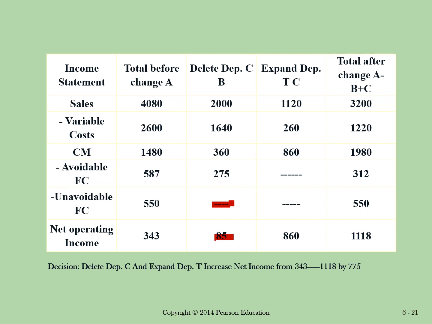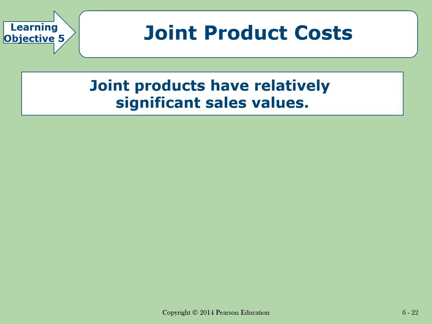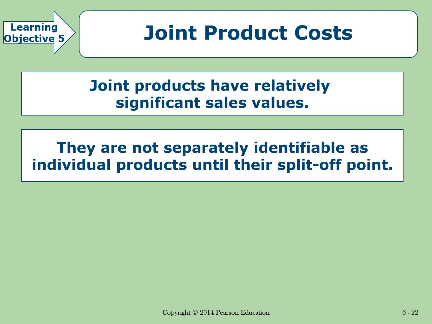It's 1,120, and 260 for variable and 860 for the contribution. So the total contribution will be 860. So take care. Our total net operating income is going to be 1,118, which means we are going to accept the decision of dropping the department and expanding our own business into the other department. And now heading to the third decision type, which means joint product costs.